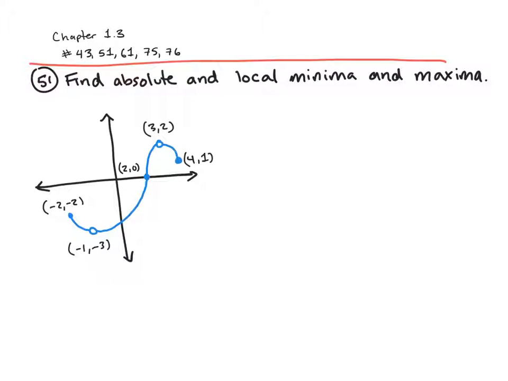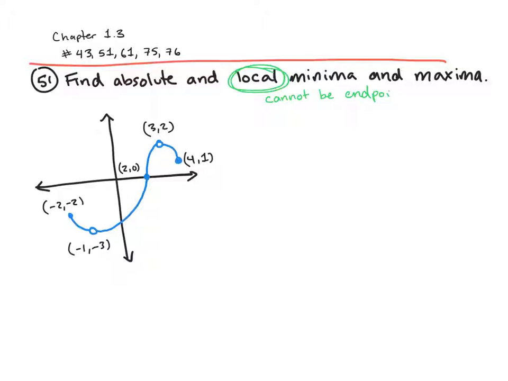All right, y'all, so here is number 51. I did my best approximation of the graph. So they're asking you to find both absolute minima and maxima and local minima and maximum. So let's check this out. Remember that, let's start with local. Remember for local minima and maxima, those cannot be endpoints.